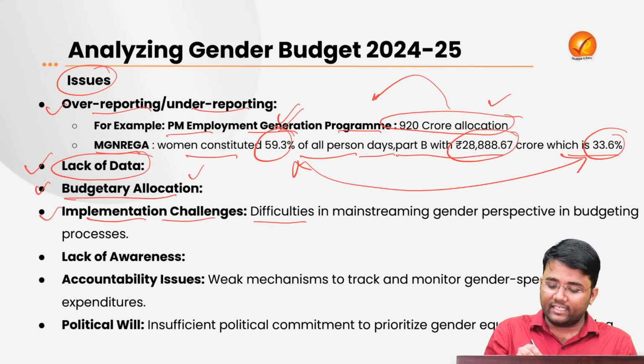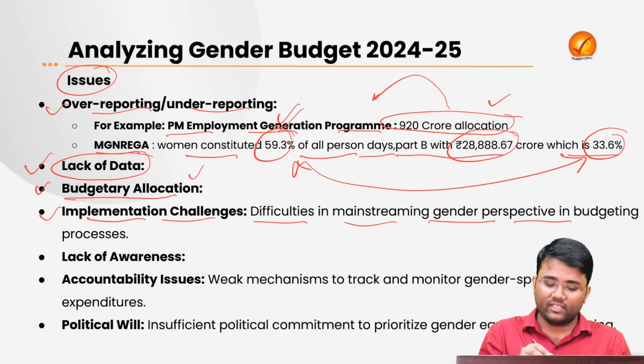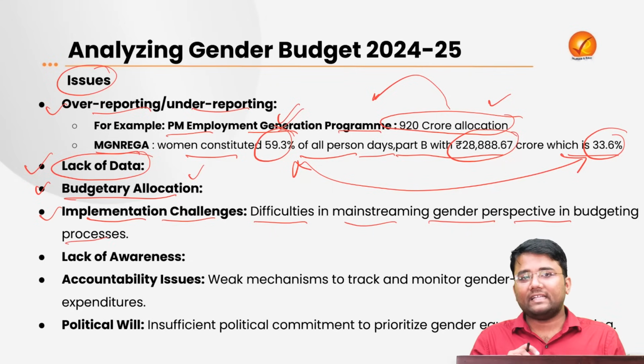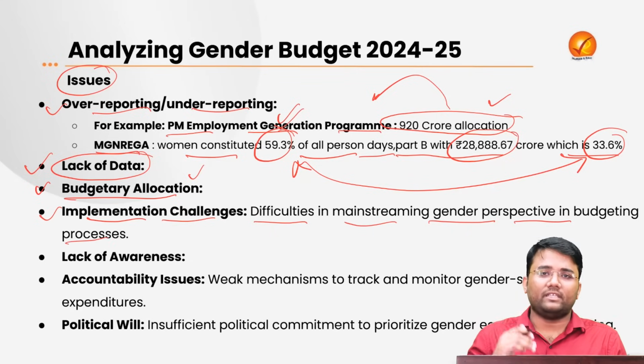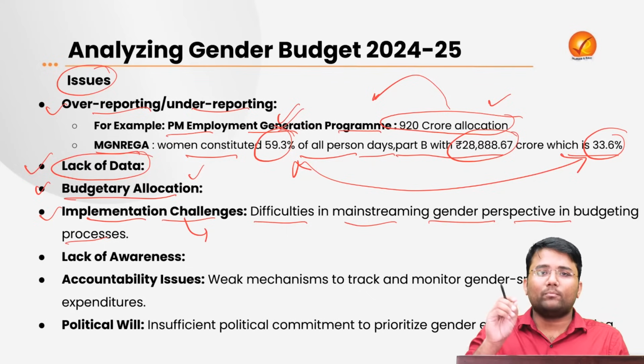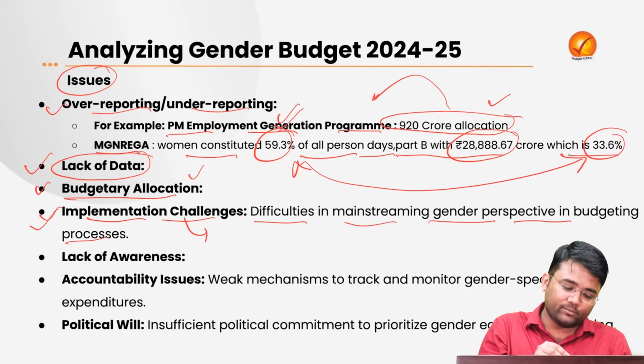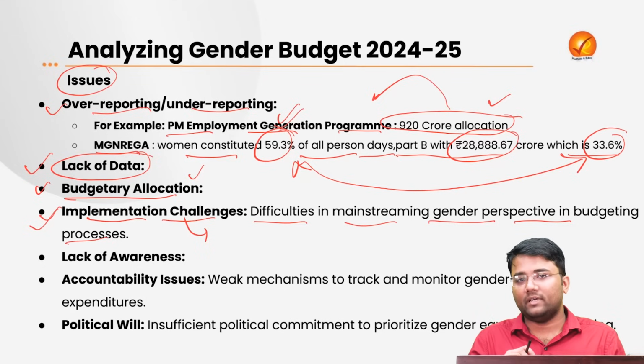For example, it creates difficulties in mainstreaming a gender perspective in budgeting processes. That is, how we can implement this better. The enforcement is better. Here there are various issues. For example, lack of proper training of the manpower or the ground level bureaucracy, ground level workforce which has been given this task of implementation.